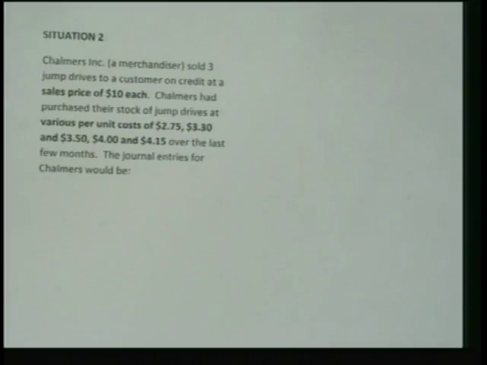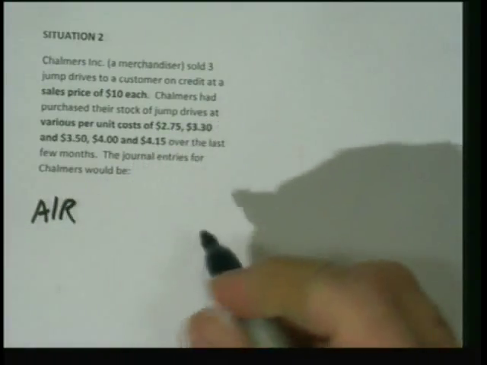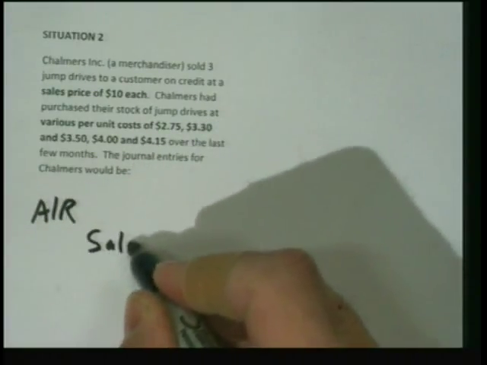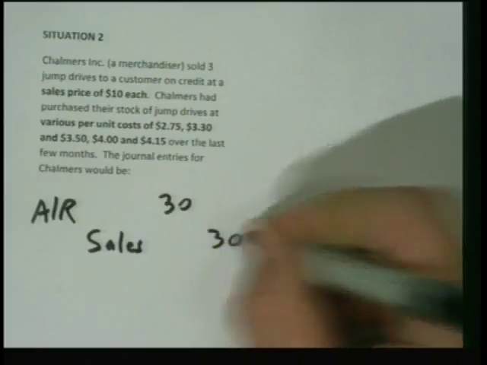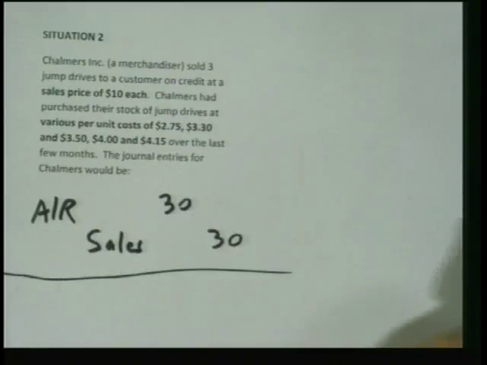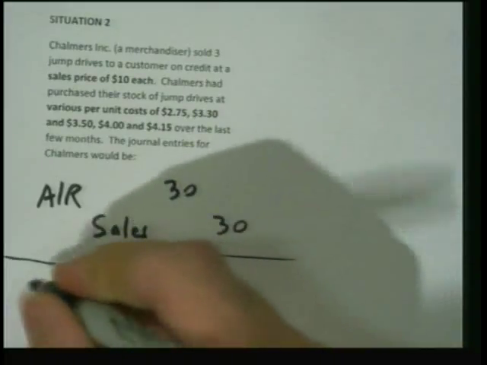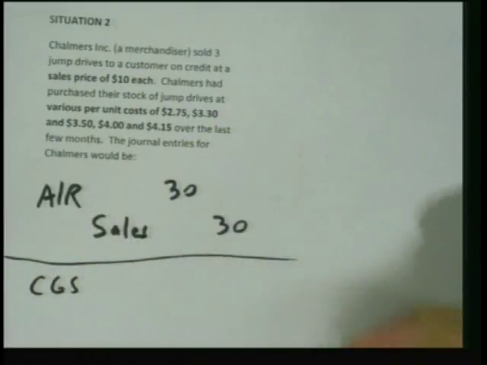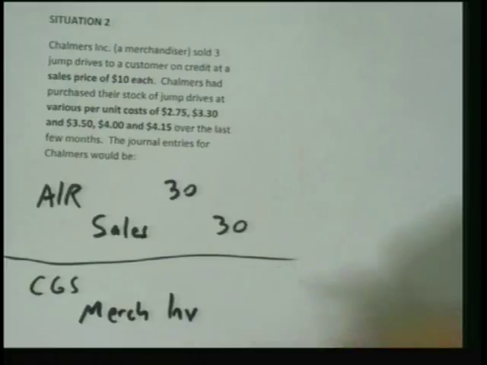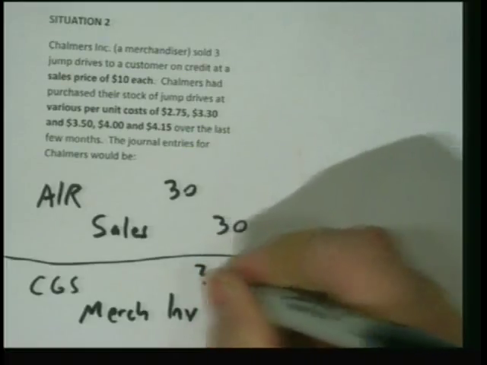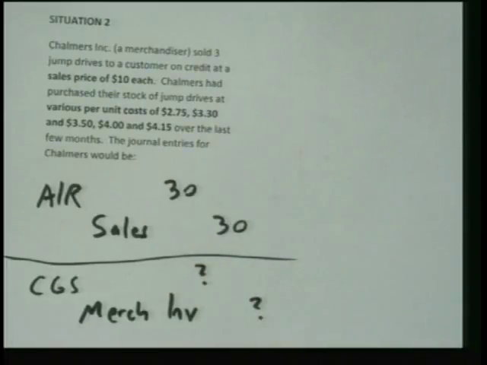The journal entries for Chalmers would be, okay, well, the first journal entry is the same, right? We debit accounts receivable and we credit sales for how much? 30. Okay. Now the second journal entry, we are going to debit cost of goods sold and we're going to credit merchandise inventory for what? We don't know, do we? Nope. This is not as clear-cut an example, is it?